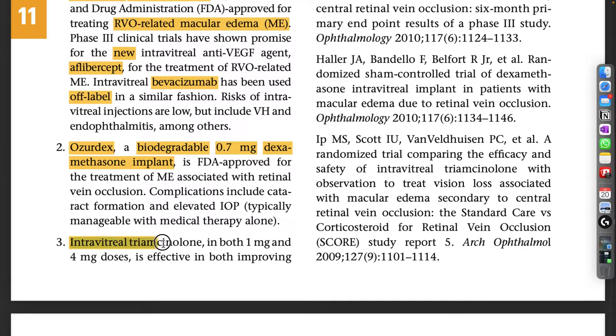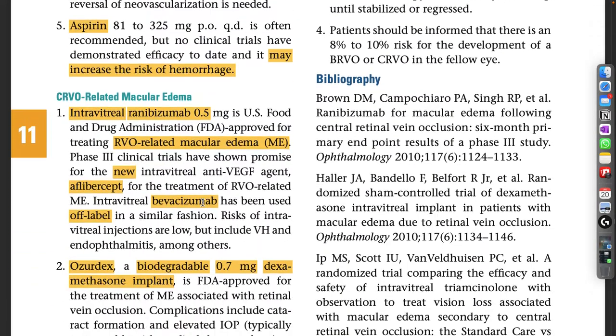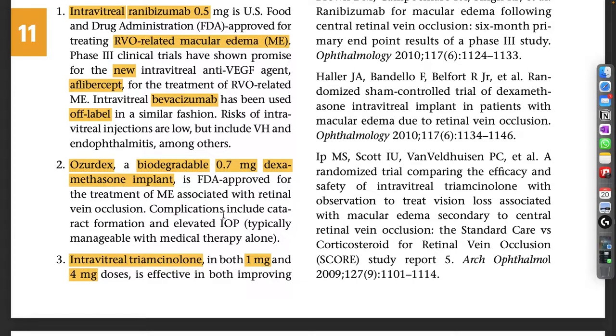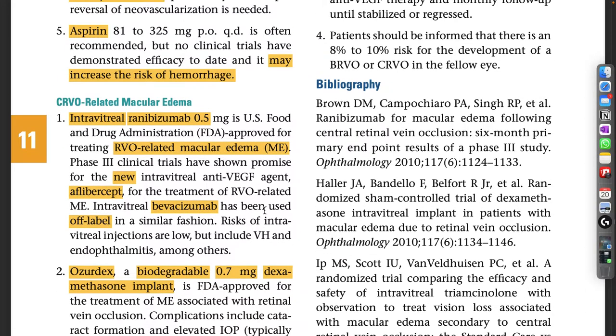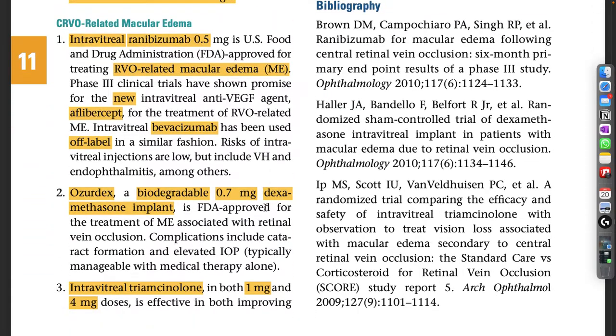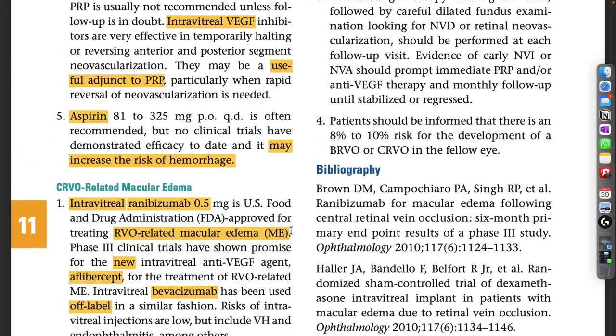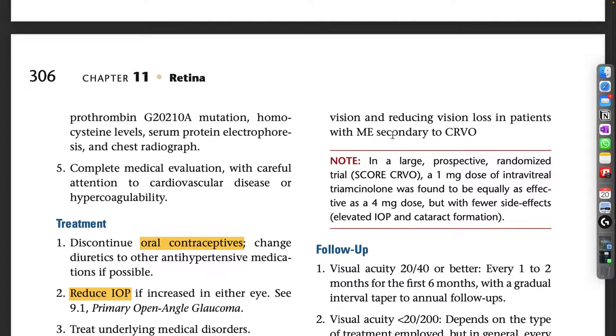Intravitreal triamcinolone in both 1 mg and 4 mg doses. Who will remember this dosing? 0.5 mg ranibizumab. 0.7 mg Ozurdex. IVTA 1 mg and 4 mg. This is a very simple technique, right? Intravitreal VEGF, 0.5. Intravitreal steroids, Ozurdex and IVTA. Intravitreal triamcinolone is 1. Once you say 1, you can also say 4. It's effective both in improving vision and reducing vision loss in patients.